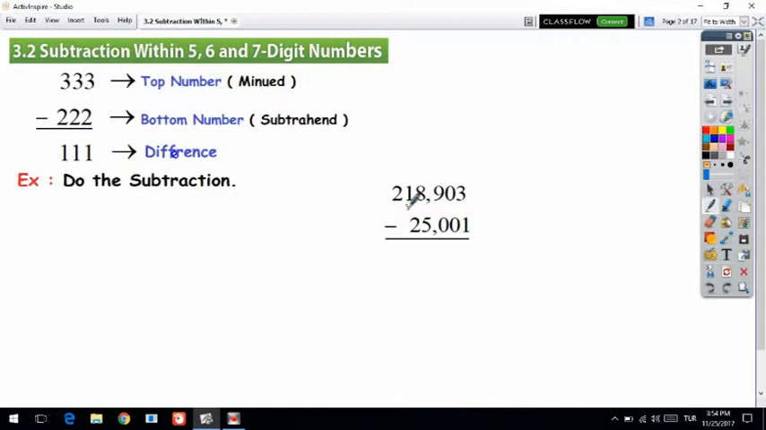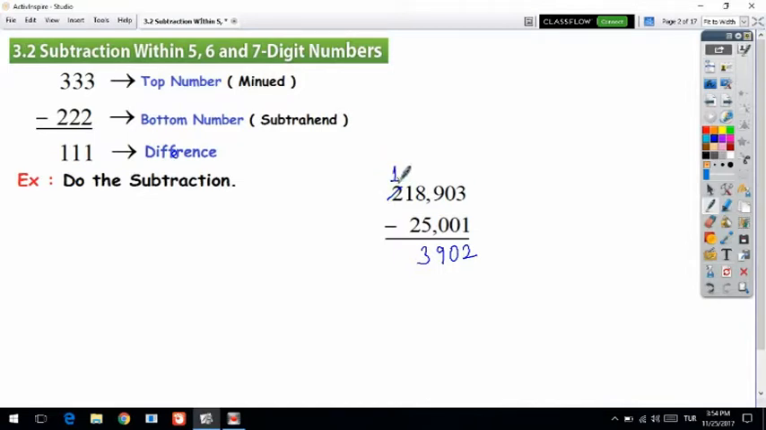It's a subtraction. So how can we subtract them? It doesn't change the rule we have learned before. First you subtract from the ones digit. 3 minus 1 is equal to 2. 0 minus 0 is equal to 0. 9 minus 0 is equal to 9. 8 minus 5 is equal to 3. 1 minus 2, we cannot subtract them. So we have to go to the neighbor to get one number.